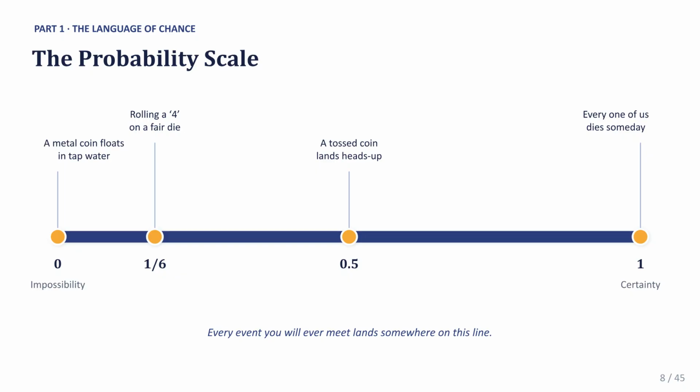This is the complete probability scale. It is a map for every event you will ever analyze. From absolute impossibility at 0, through the midpoint of 50-50, up to total certainty at 1. Keeping this visual representation in mind will help you verify your results throughout the course.